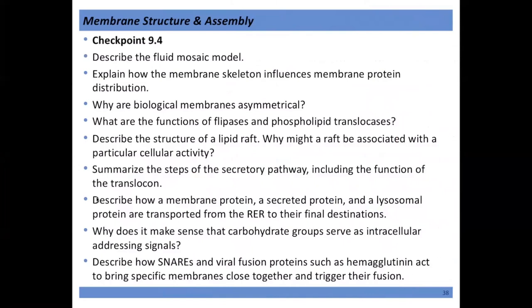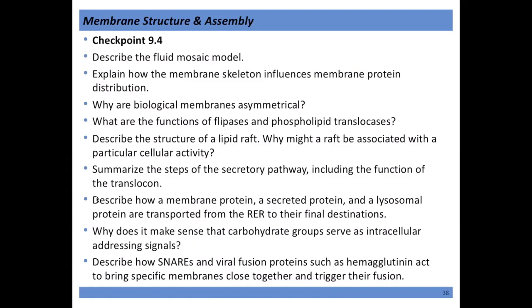You should be able to describe the fluid mosaic model. And you should be able to describe how the membrane skeleton influences membrane distribution, why some are more mobile than others. We talked a lot about why biological membranes are asymmetrical, both at the membrane level and also a little bit about the cell level. So what do flippases and phospholipid translocases do? And like I said, biological membranes are asymmetrical at the cellular level, which is what we talked about with the lipid raft.